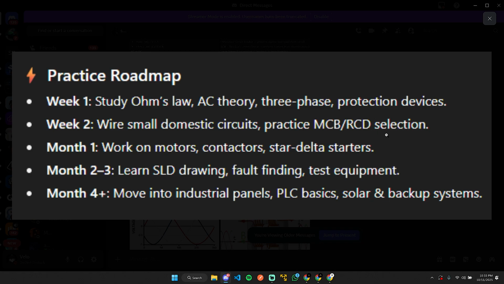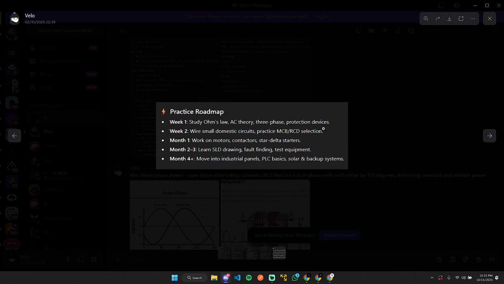RCB, so we know what this means. Residual current detection, miniature circuit breaker. So that's what we use at home, the miniature one. Work on motors, contactors, and star delta. Learn SLD drawing, the single line diagram, which is what I always do. I'd always draw in single line diagrams. Fault finding, test equipment, going to industrial panels, PLC basics, solar and backup systems.